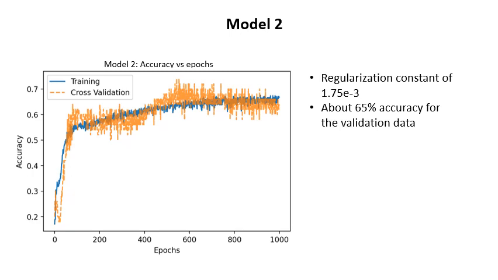Following this, we present the second model. In this case, we implement regularization to prevent overfitting with a regularization constant of 1.75 times 10 to the negative 3. The accuracy improves a sufficient amount, attaining a value of 65% for the validation data.